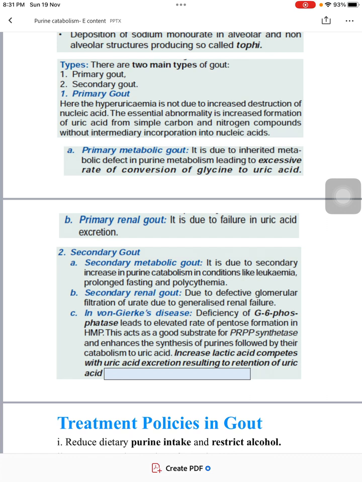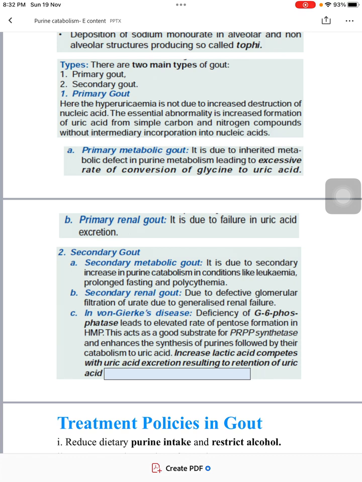In case of secondary metabolic gout, the disease is due to secondary increase in purine catabolism in conditions like leukemia or prolonged fasting and polycythemia. In case of secondary renal gout, it is due to defective glomerular filtration of urate due to generalized renal failure. In case of von Gierke's disease, the glycogen storage disease, there is a deficiency of glucose 6-phosphatase, and this leads to elevated rate of pentose formation in the hexose monophosphate shunt. This acts as a good substrate for PRPP synthetase, or phosphoribosyl pyrophosphate synthetase, and enhances the synthesis of purine followed by their catabolism to uric acid.